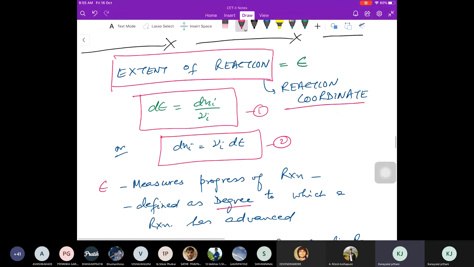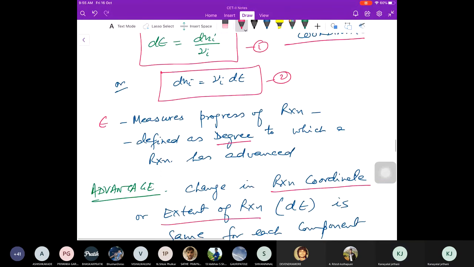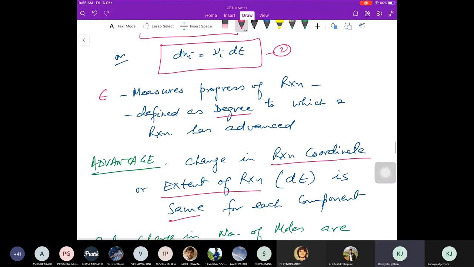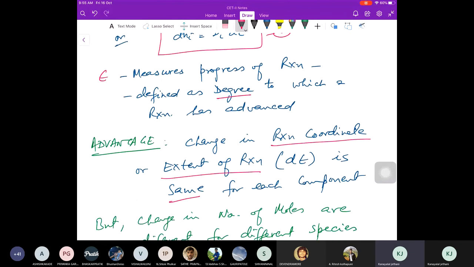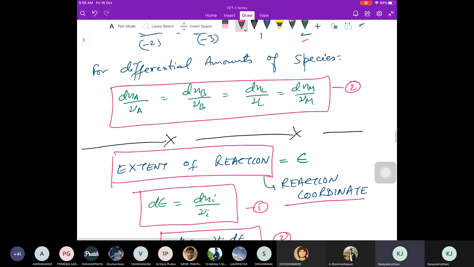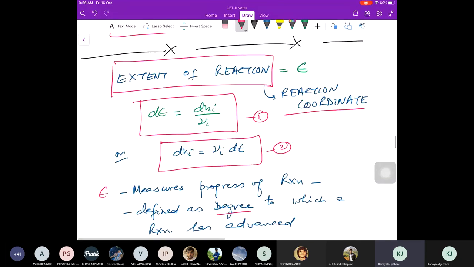So what does epsilon do? It measures progress of reaction and is also defined as the degree to which a reaction has progressed or advanced. Advantages: change in reaction coordinate or extent of reaction, d epsilon, is the same for each component. We saw that, right? Yahan par dekha tha, they are the same for each component, reactant or product. Epsilon is the same for every component of the reaction.